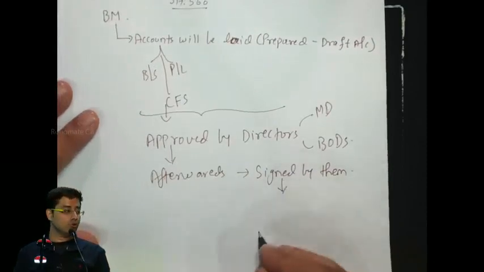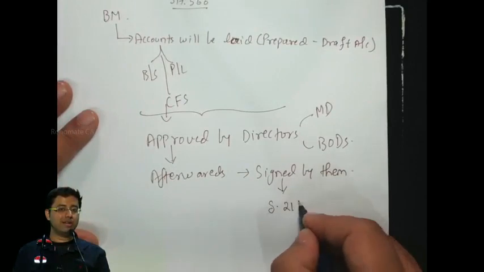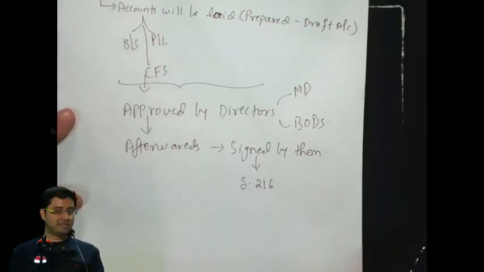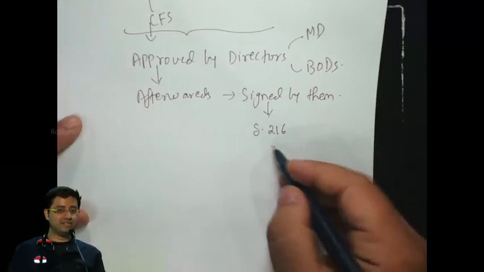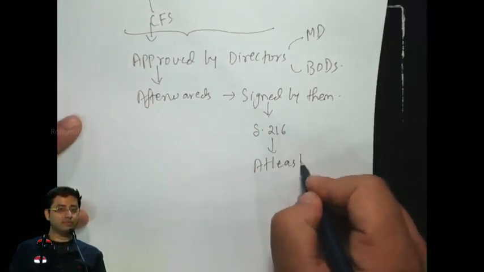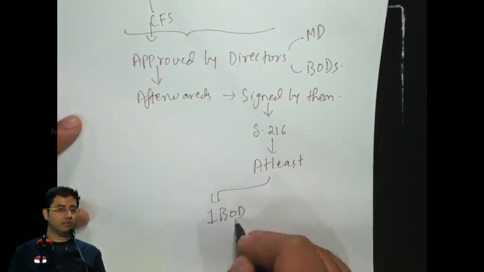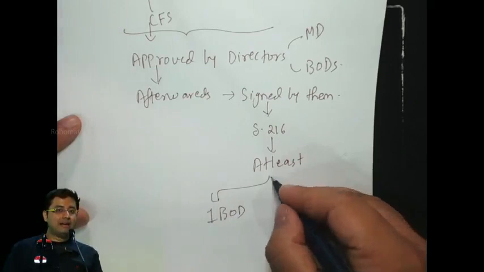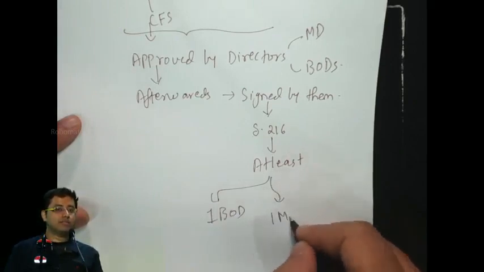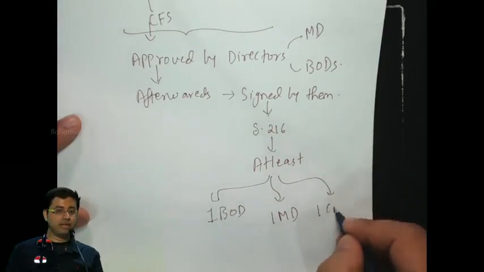Do you know that if you want to sign the accounts, section 216 of the Companies Act says that at least, which means even more can sign, at least one BOD must sign on the balance sheet. One BOD. At least one MD must sign on the balance sheet. And one chartered accountant must sign on the balance sheet.